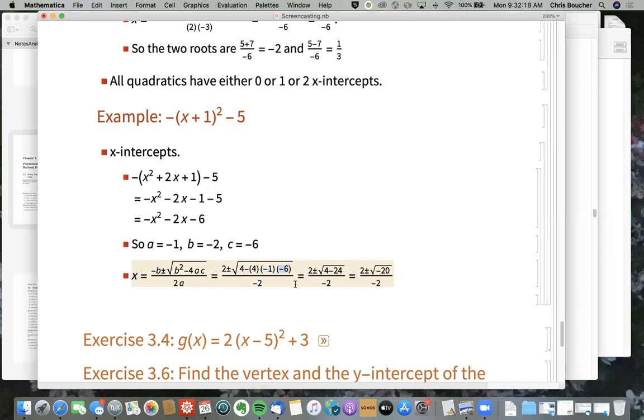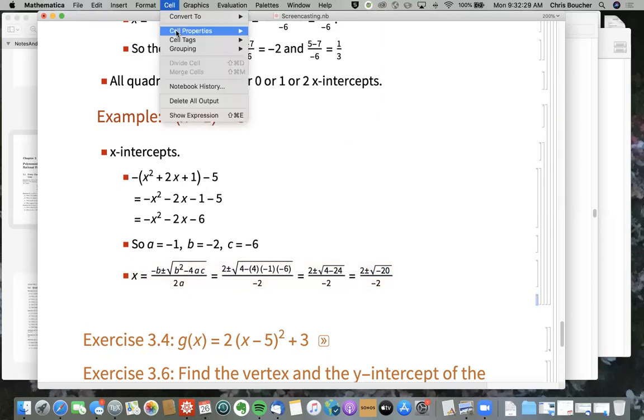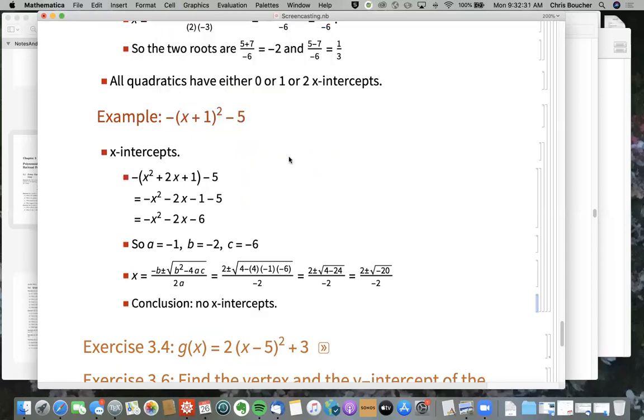And in this example, we see that what happens is you wind up with a negative number under the square root. So this doesn't make any sense. We can't take the square root of a negative number. And so our conclusion here is that there are no x-intercepts. And again, this can happen. This is a viable answer to the question of what are the x-intercepts of this quadratic.